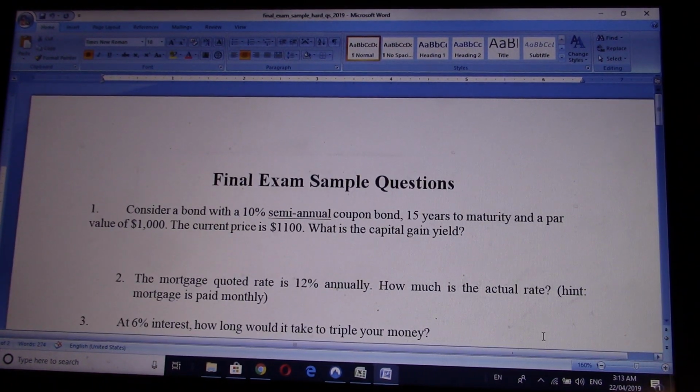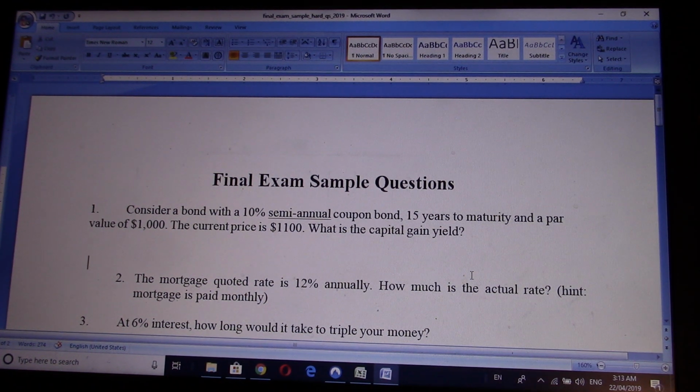Okay, so this is the first question. The question is a bond question. The bond information given: the coupon is 10%, so you know it's a $100 coupon, and 15 years to maturity, and the par value of $1,000 for all bonds. All of the bonds in the market have a par value of $1,000. The current price of the bond is $1,100. What is the capital gain yield?